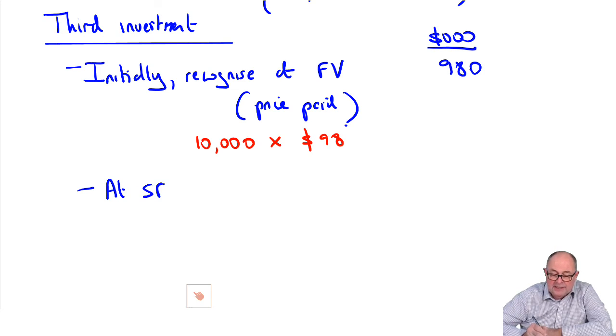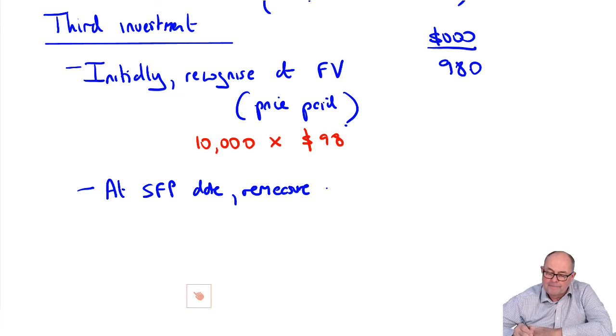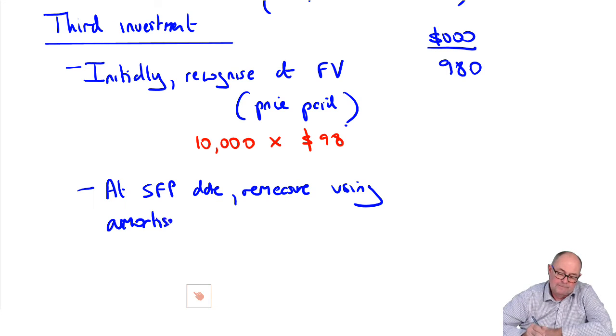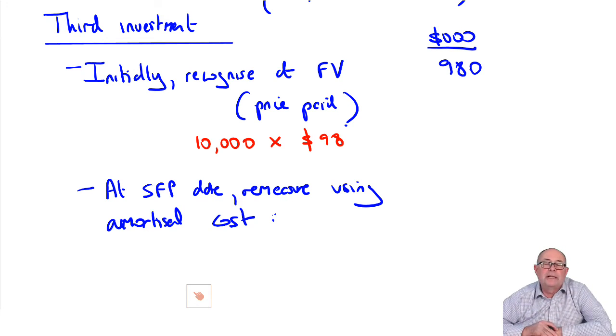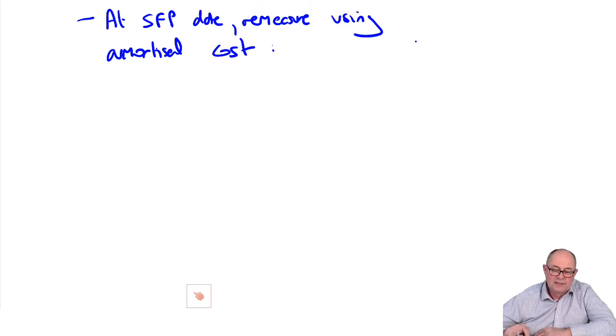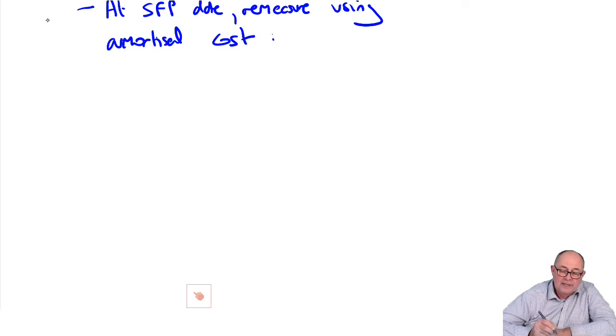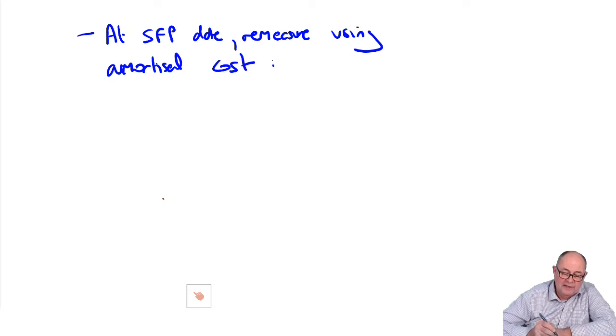At the SOFP date, we would remeasure using amortized cost. And I think you probably learned a working for that when you did financial reporting. Some people write the working across the page. Some people write it down the page. I think it's easier to write it across the page, but it's up to you. So in the working, I'll leave myself a nice bit of space there.